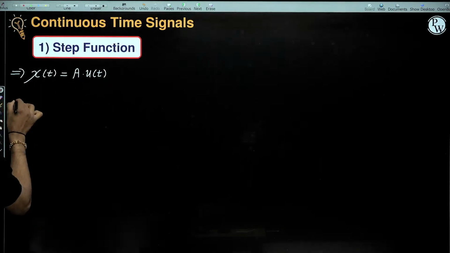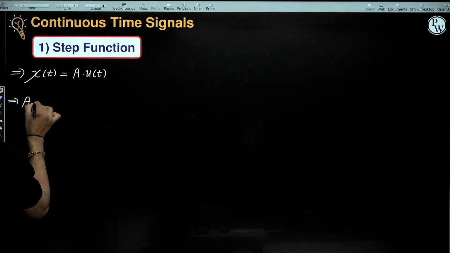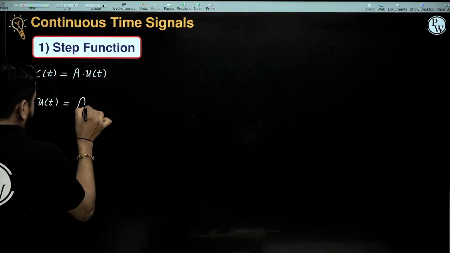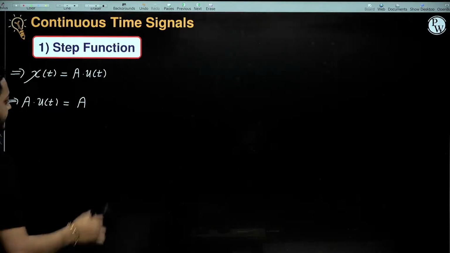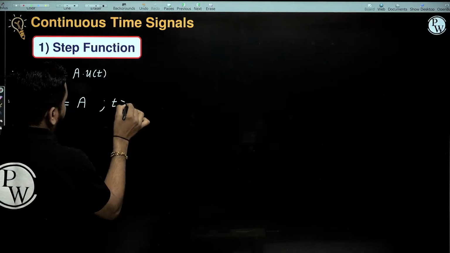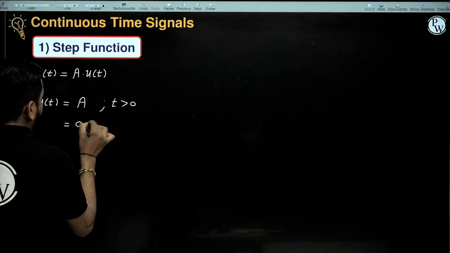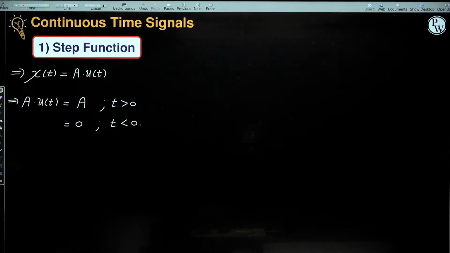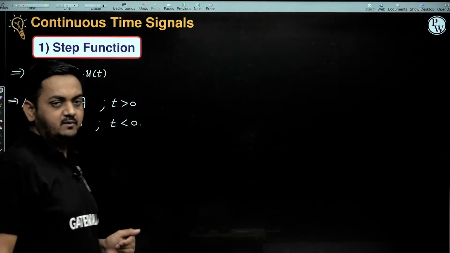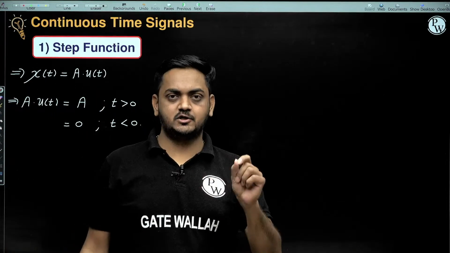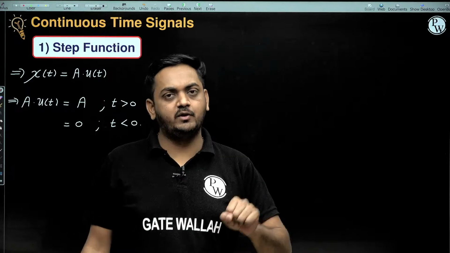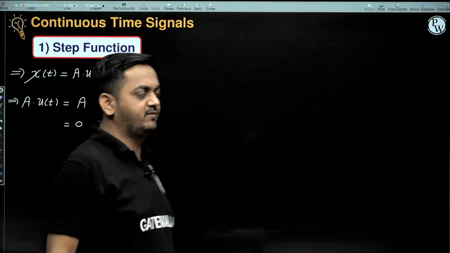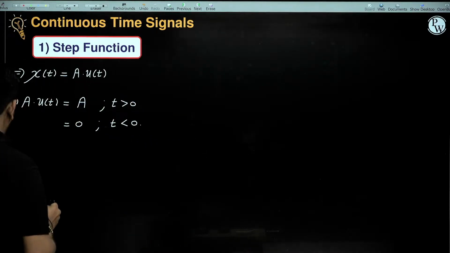Here A into u(t) indicates amplitude is A for t greater than 0 and amplitude is 0 for t less than 0. Then what about amplitude at t equal to 0? Here at t equal to 0 there is a sudden change in amplitude, or discontinuity in amplitude. That's why at t equal to 0, amplitude is not defined. See, this is the mathematical representation.